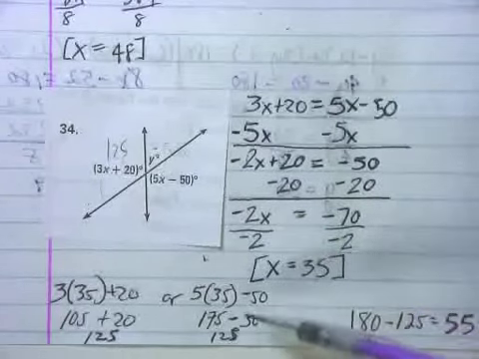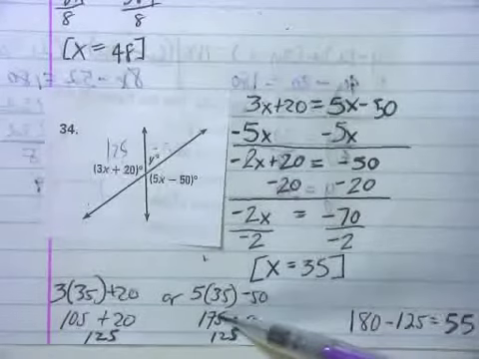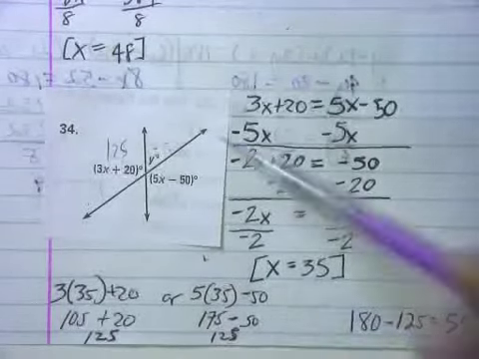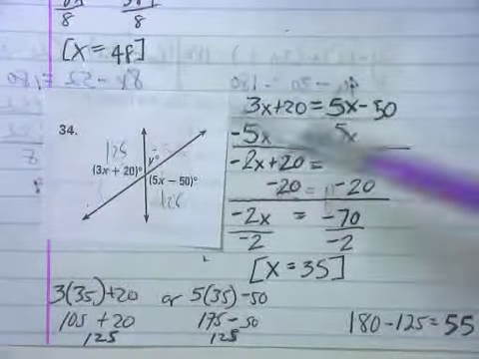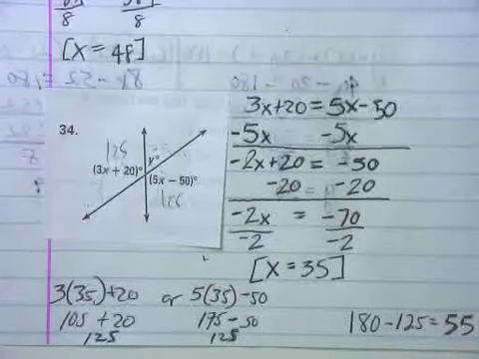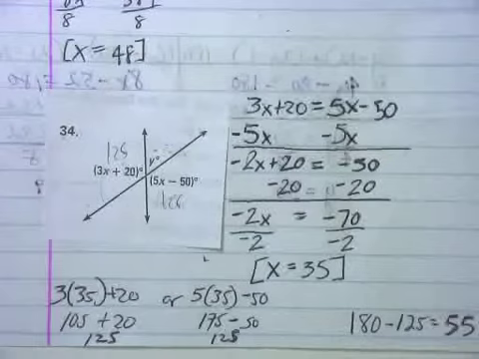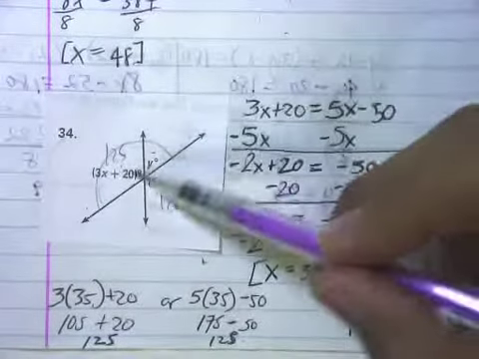If I look at the second one, 5x minus 50, when I plug in 35 for the value of x, 5 times 35 is 175, and 175 minus 50 is 125. Look at that again, this one's also 125 degrees. And I shouldn't be surprised because these are vertical angles, and I already know that vertical angles are congruent.